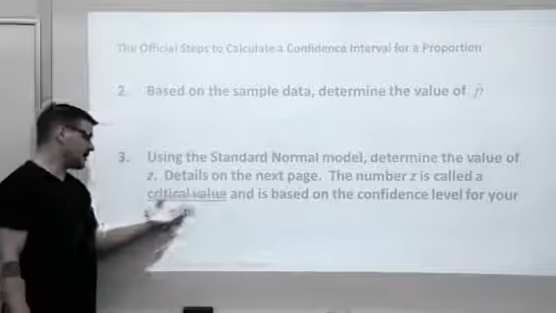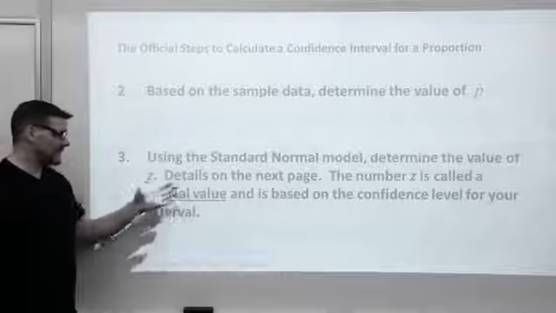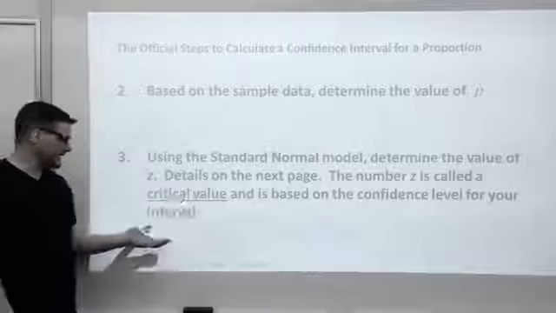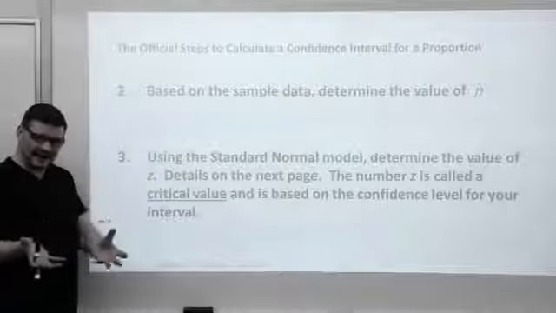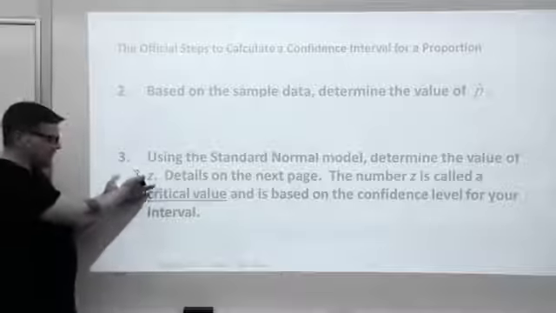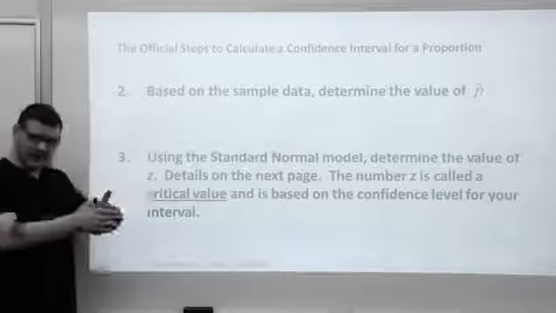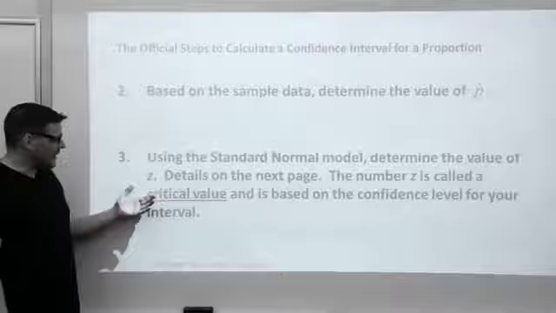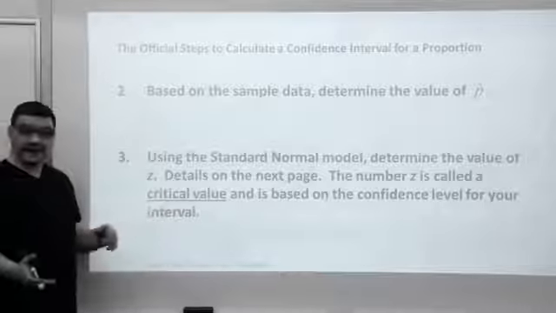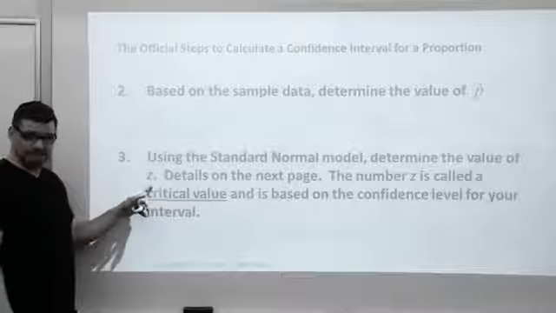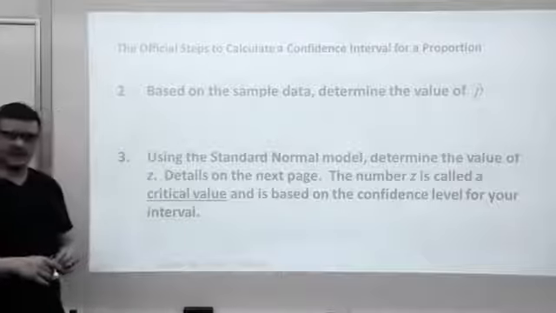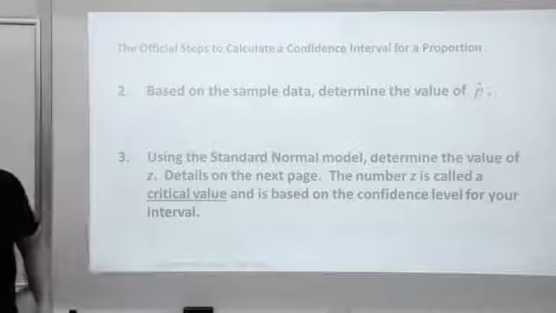The number z is called a critical value, and it's based exclusively on the confidence level. So what does that mean? If you're told to make a 95% confidence interval, the z will be a certain number of standard errors you'll jump out. Other confidence levels might be like a 99% confidence interval. That will change z. So you read the problem, you figure out the confidence level, and then you figure out what z needs to be.